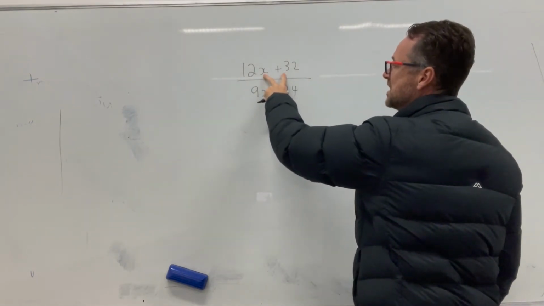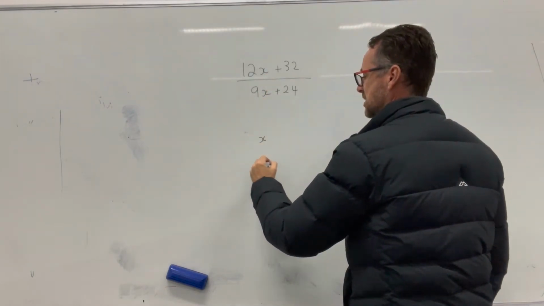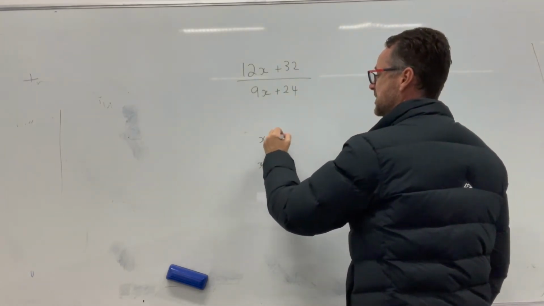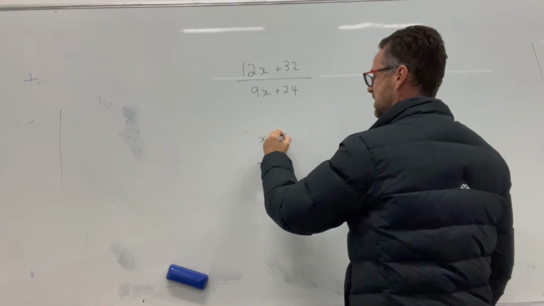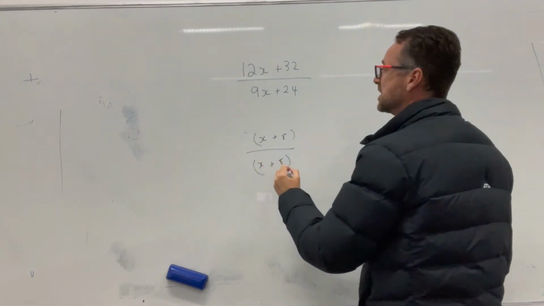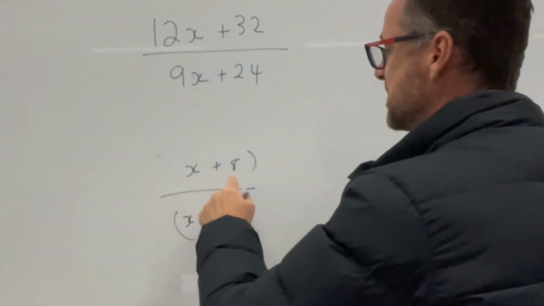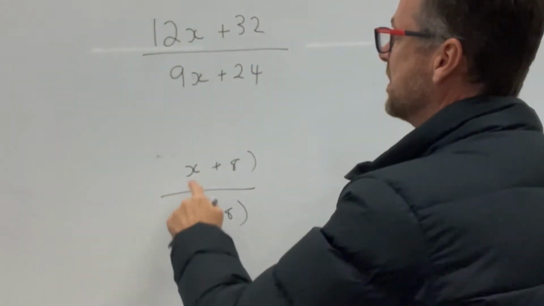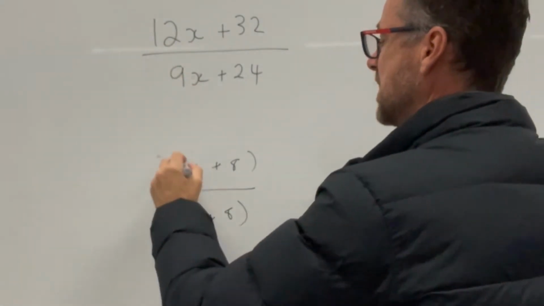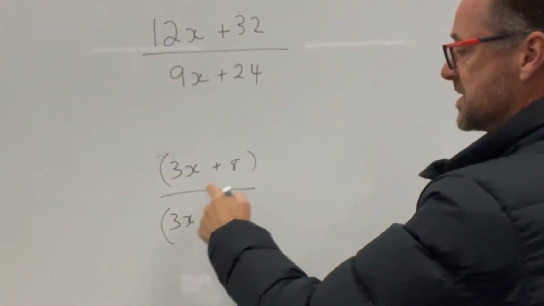And we can see here that x is common to both. So x will be common to both, and then we can see here that 8 goes into both these numbers. So positive 8, like this. Now what we have a problem here though is we can't put 12 and 9 out the front. So we can see here that 3 is also common to both of those. And so now we end up with 3x plus 8 over 3x plus 8.